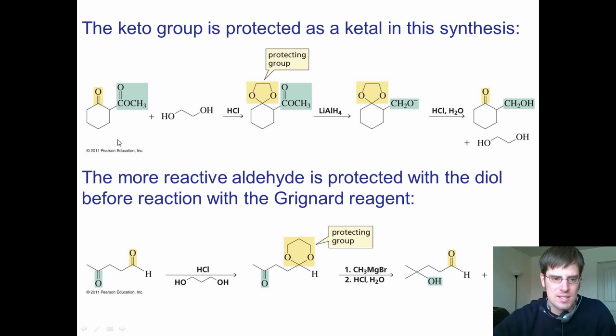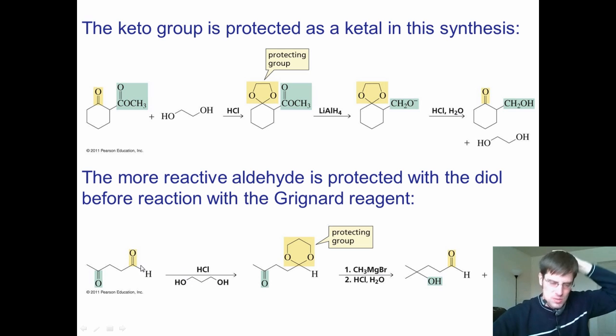So if I wanted to selectively attack just my ketone with a Grignard reagent and not touch my aldehyde, what I could do is treat this molecule with this diol and acid. As it turns out, because the aldehyde is more reactive than the ketone, you can do this if you have only one equivalent of this diol. And it will only form the cyclic ketal, or cyclic acetal, with my aldehyde, and will leave the ketone alone.